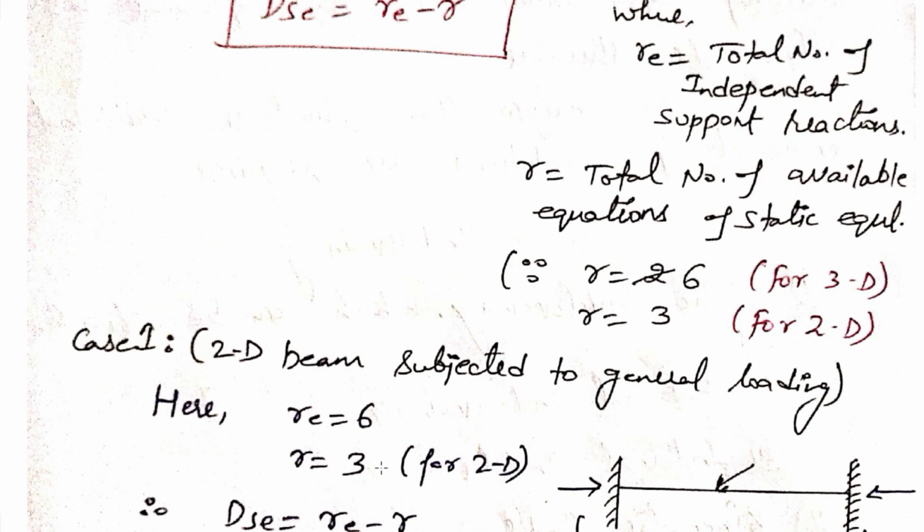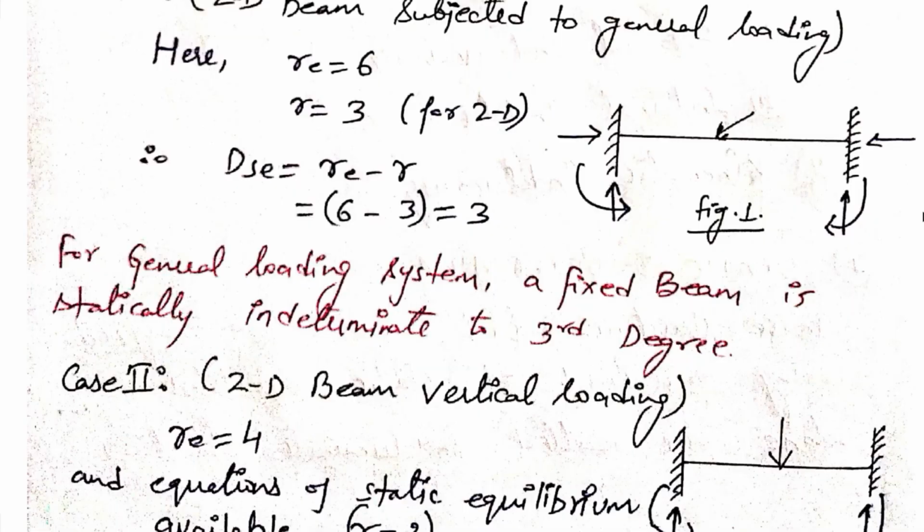So R is equal to 3 and RE is 6, the total number of independent support reactions. To calculate our external static indeterminacy, DSE, the formula is RE minus R. RE is equal to 6 and R is 3, so DSE is equal to 3. So for a general loading system, a fixed beam is statically indeterminate to the third degree, as the DSE value is 3.